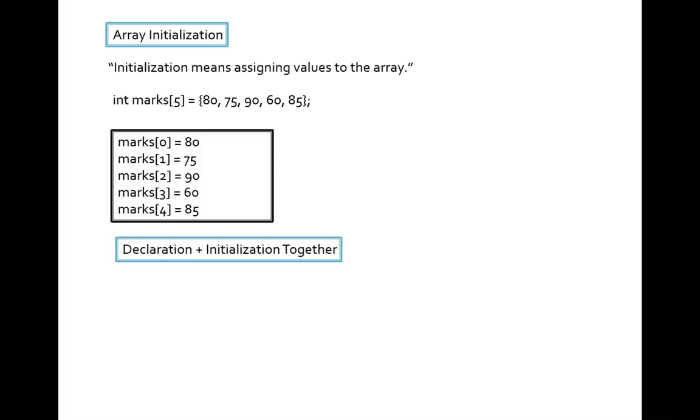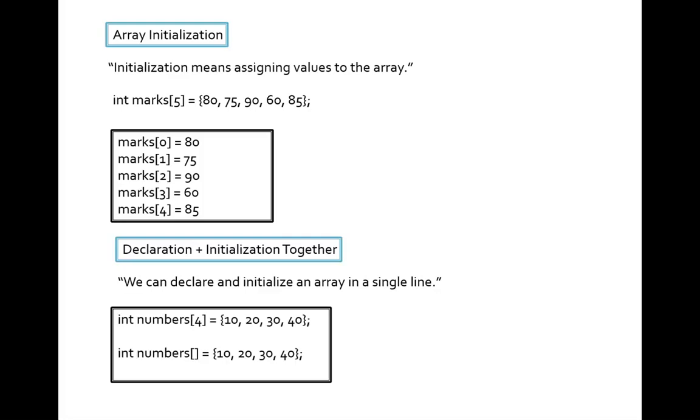Shall I do declaration and initialization of an array together? Obviously yes. How to do that? See, int numbers[4] = {10, 20, 30, 40}, as we have seen in the previous example. This way I can declare as well as initialize an array. Look at the second example where the size of the array is missing. Yes, that is even syntactically correct.